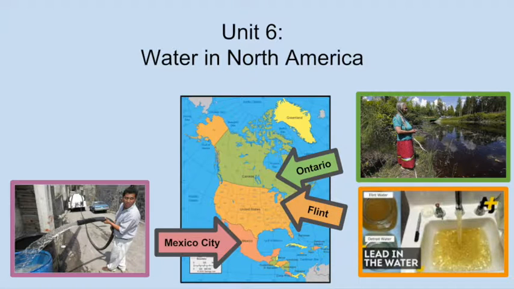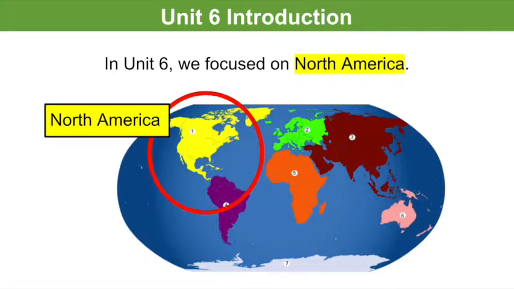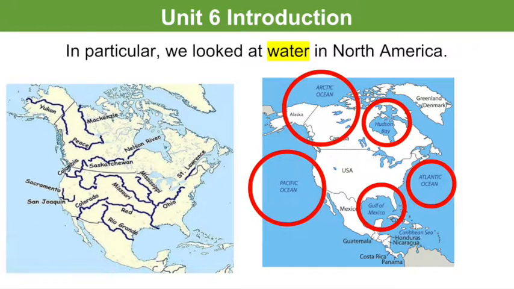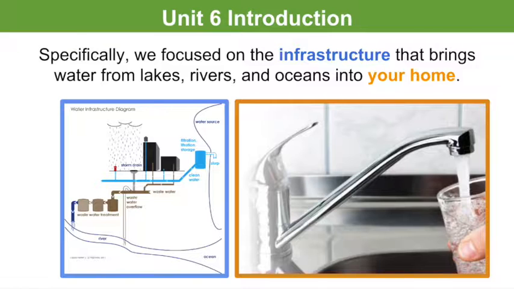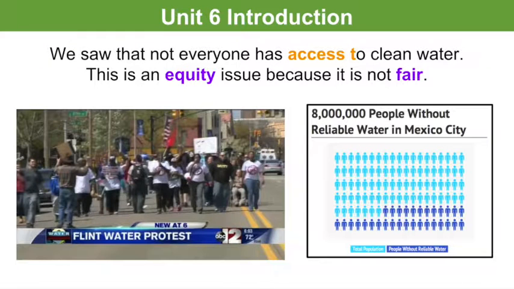Unit 6: Water in North America. In Unit 6, we focused on North America. In particular, we looked at water in North America. Specifically, we focused on the infrastructure that brings water from lakes, rivers, and oceans into your home. We saw that not everyone has access to clean water.